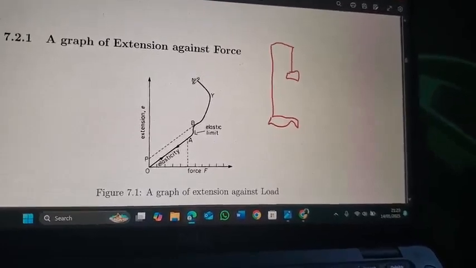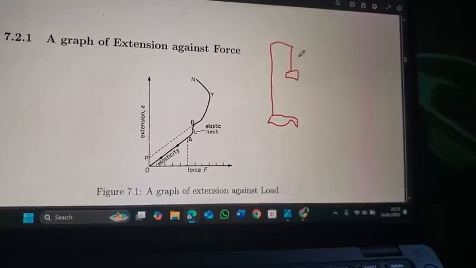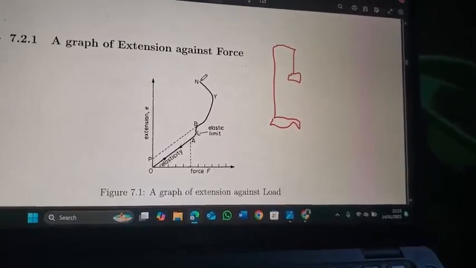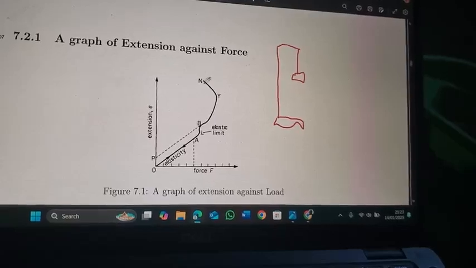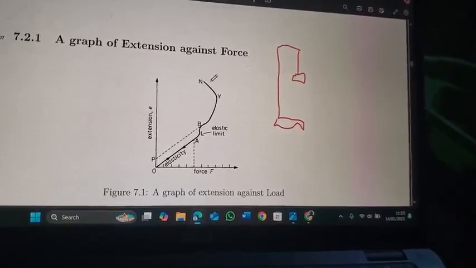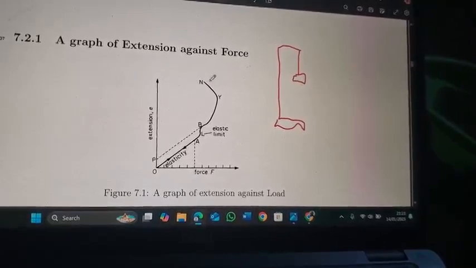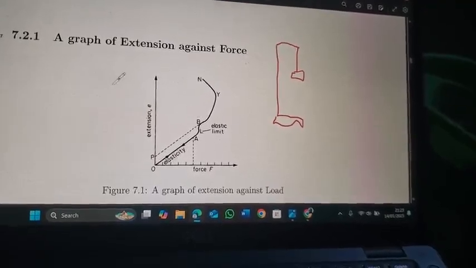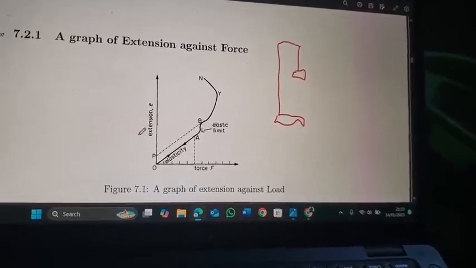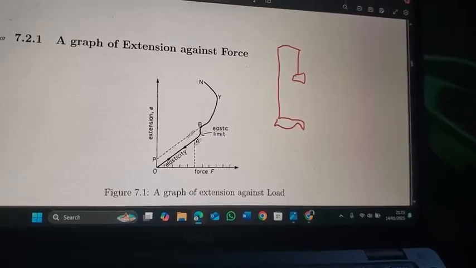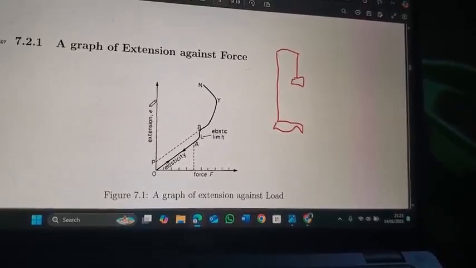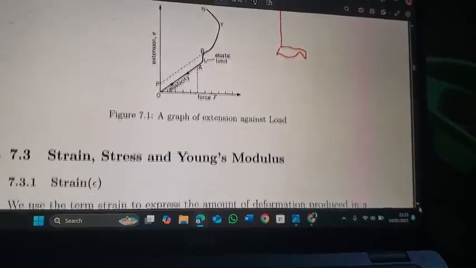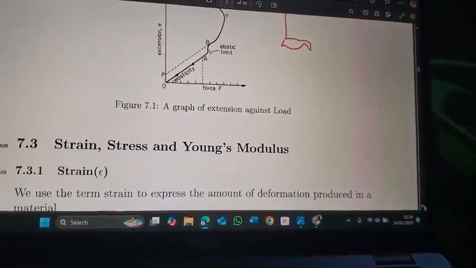So at N, this is a point where the string or this material here, which we have subjected to a series of loads, now breaks. When you keep on increasing the load, there's going to be a point where the material will finally break. So this point N is the point where the material will break. We shall talk about all these points in a later section. This is just to help us visualize what Robert Hooke was talking about when he said the extension produced in an elastic material is directly proportional to the force applied. And that is a graph of extension against load.